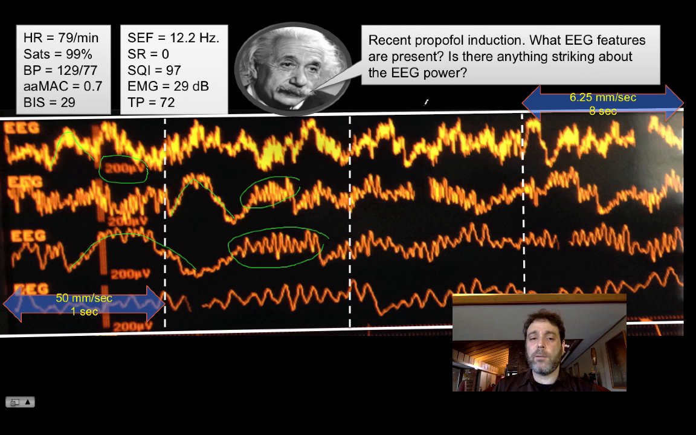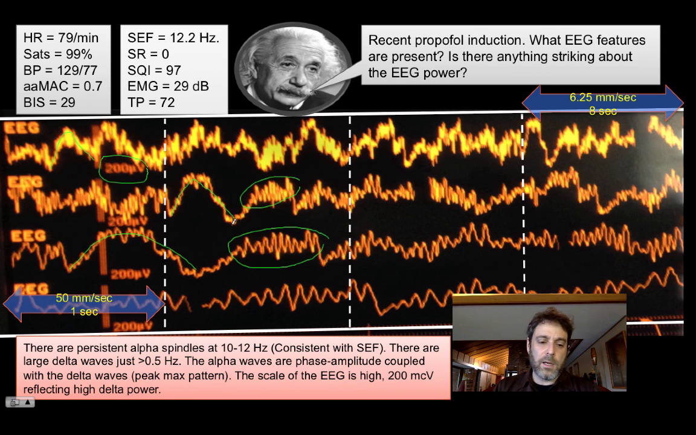And what's striking about the EEG power, as I alluded, is that it's high power over there. The amplitude is impressive. There are very big delta waves, and then the spindles are at 10 to 12 hertz. So if you count them, 1, 2, 3, 4, 5, 6, 7, 8, 9, 10, 11 hertz. So this is 11 hertz over there, consistent with the spectral edge frequency, which is 12.2.